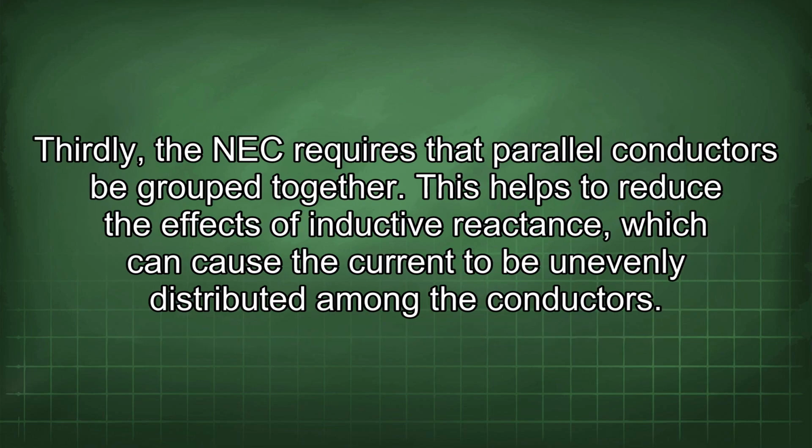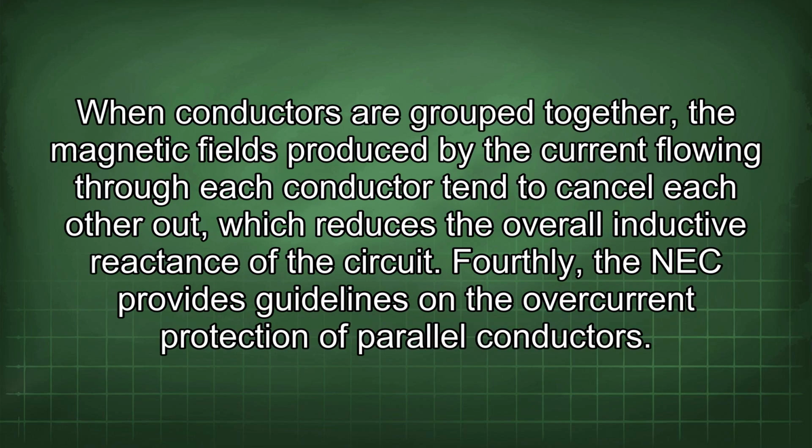Thirdly, the NEC requires that parallel conductors be grouped together. This helps to reduce the effects of inductive reactance, which can cause the current to be unevenly distributed among the conductors. When conductors are grouped together, the magnetic fields produced by the current flowing through each conductor tend to cancel each other out, which reduces the overall inductive reactance of the circuit.